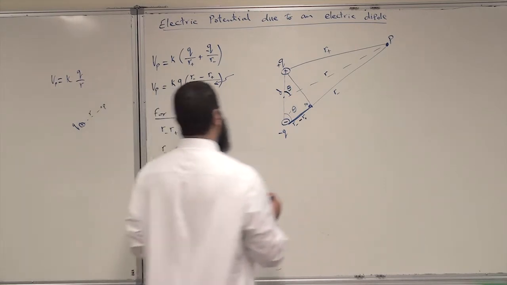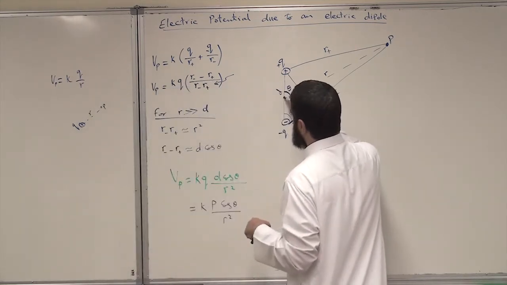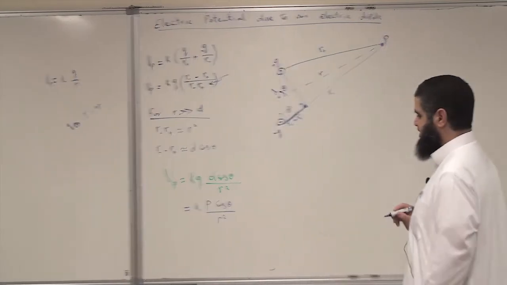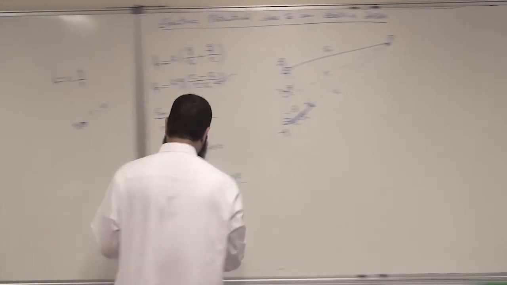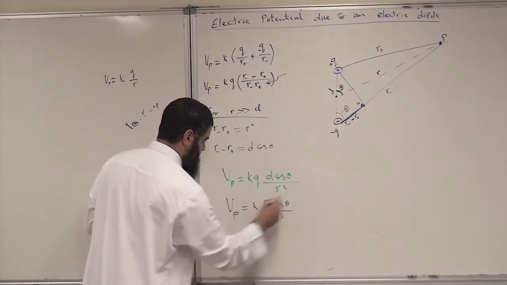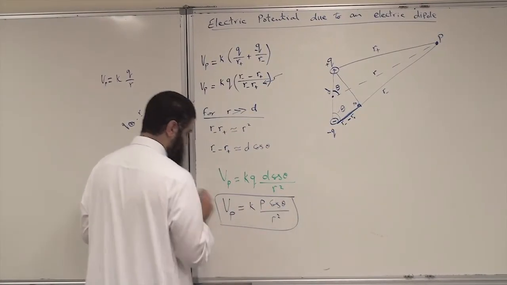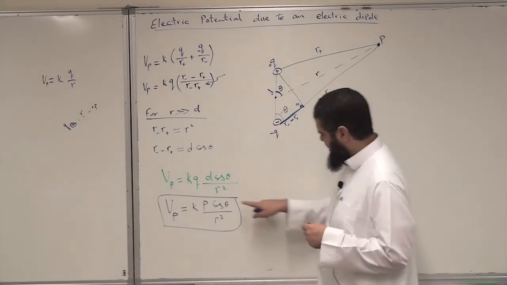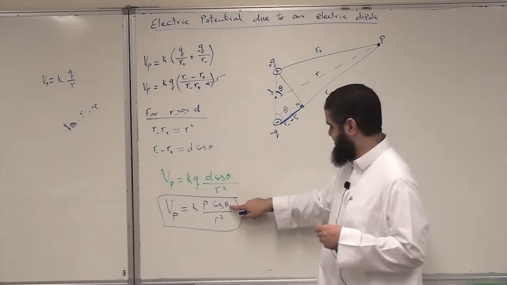What is r in this case? It is the distance from the center of the dipole to the point where you would like to find the electric potential. So, what do you notice about this potential? Is it always positive? Is it always negative? What do you think? It will depend on theta.